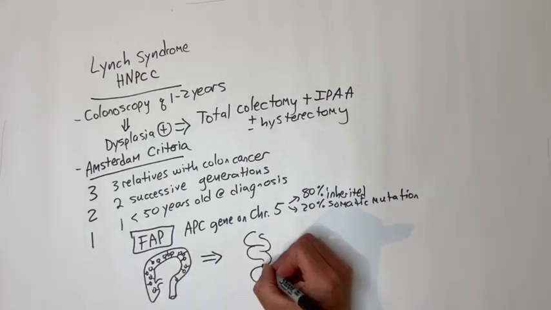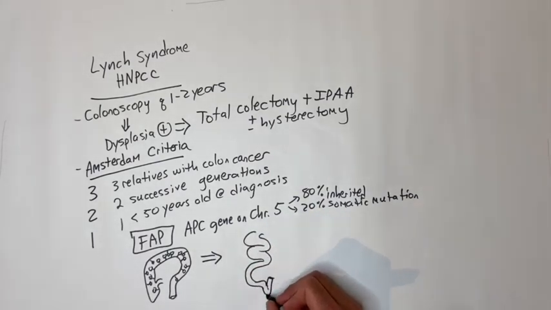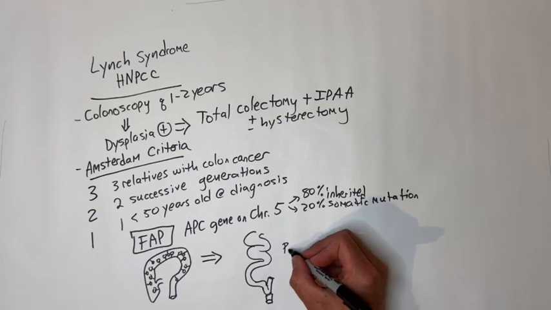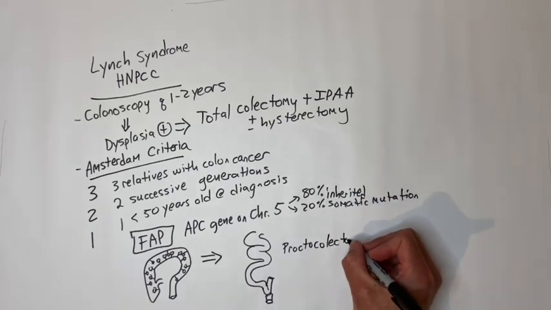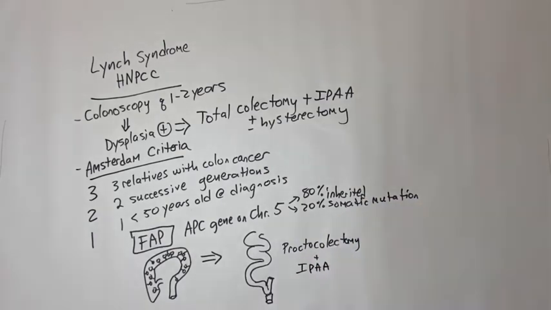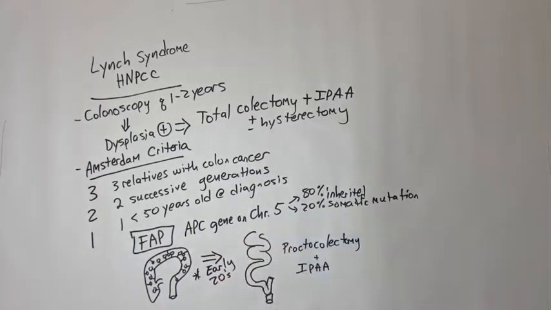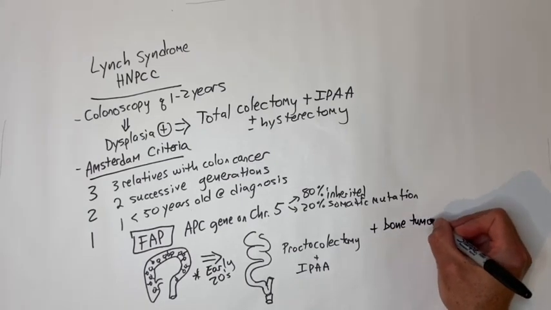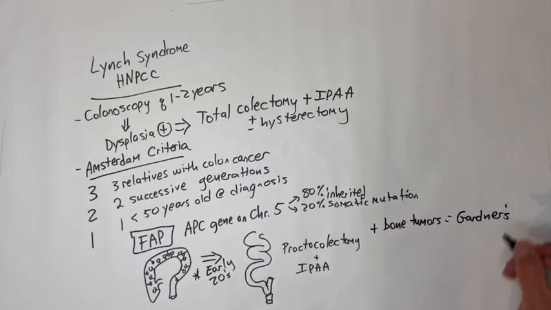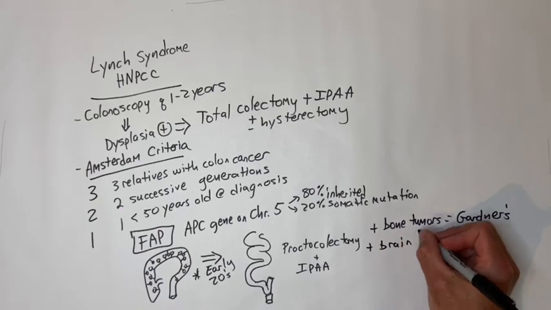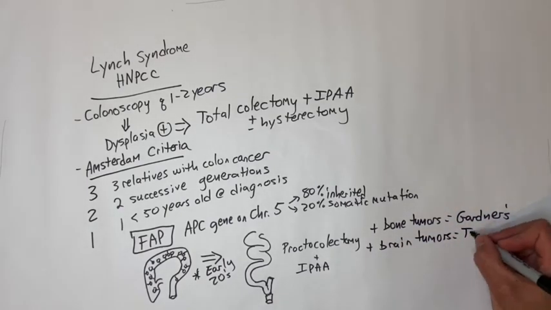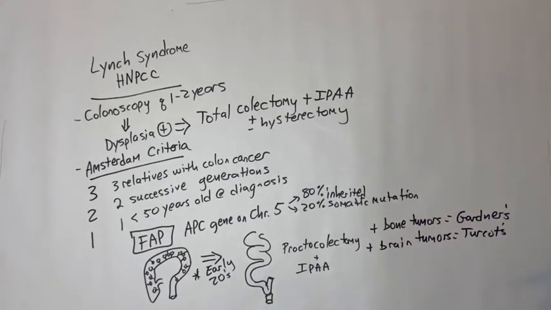In contradistinction to Lynch syndrome, FAP patients with high polyp counts need prophylactic proctocolectomy with rectal mucosectomy and IPAA when they are diagnosed or in their early 20s, since screening is nearly impossible due to the innumerable polyps. FAP with bone tumors is called Gardner syndrome, and FAP with brain tumors is called Turcot syndrome.